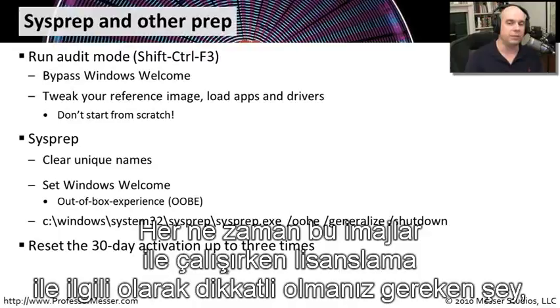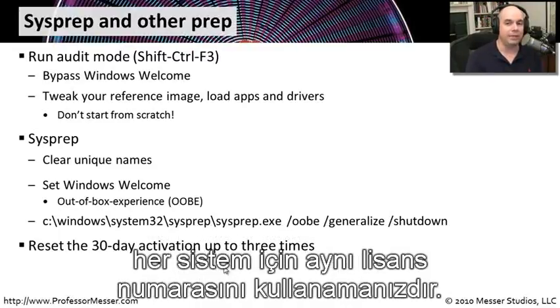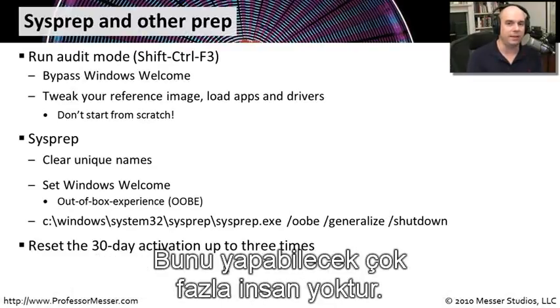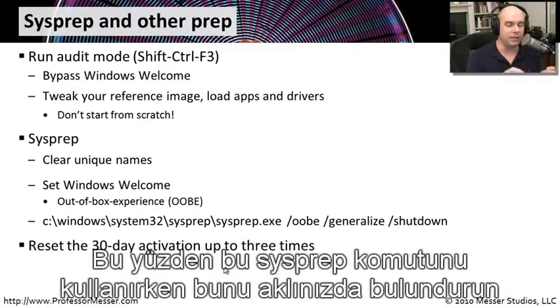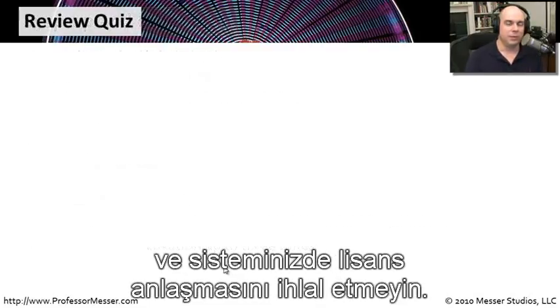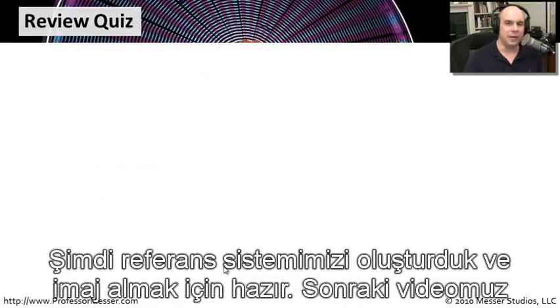So just one of the things to be careful with licensing whenever you're working with these images, you can't have every system licensed with exactly the same key unless you have a very specialized licensing agreement with Microsoft, and not too many people have that. So keep that in mind when you use the sysprep command, that you don't over-license your system. We've now got a reference system that is ready to be imaged, and in our next video, that's exactly what we're going to do.